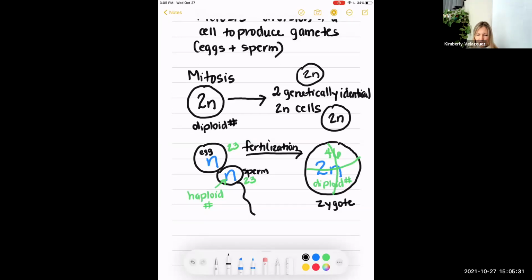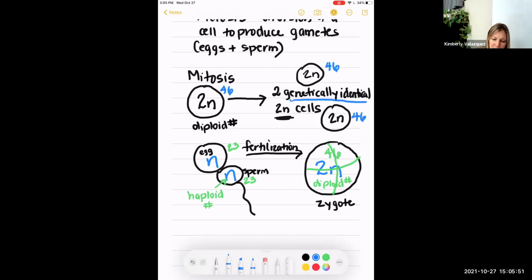Both parts of this statement are really important. Chromosome number stayed the same, started with 2N and ended with 2N. So if this was a human cell, that would mean start with 46 and end up with two cells that have 46.